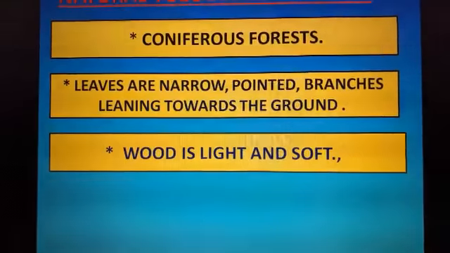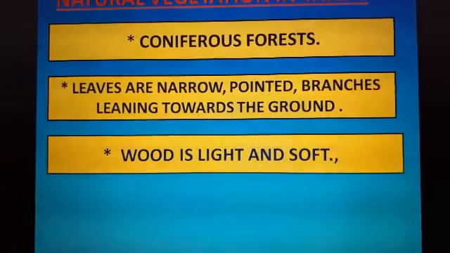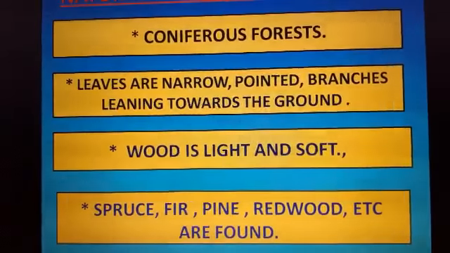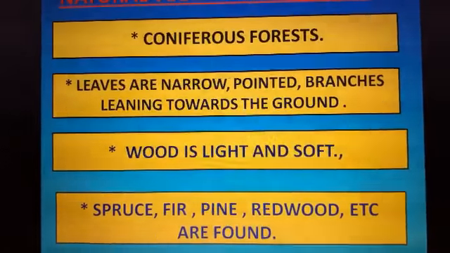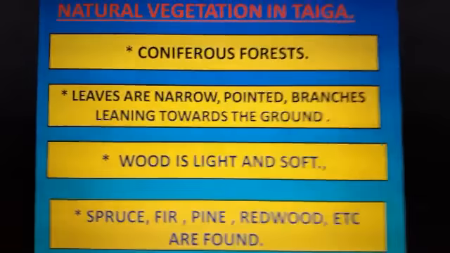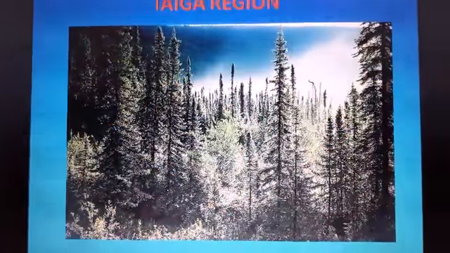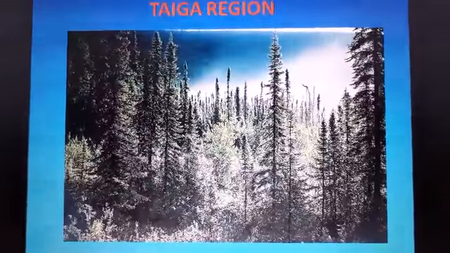Wood is light and soft. The wood of the trees is light and soft. Then which trees are found? That is spruce, fir, pine, redwood, etc. are found in this region. That is the taiga region. You can see here. See this. These are the beautiful pictures of what? The coniferous forest. Right? So you can see it beautifully. The tall trees, branches leaning down, and it is covered with the white color, that is the snow, the ice.